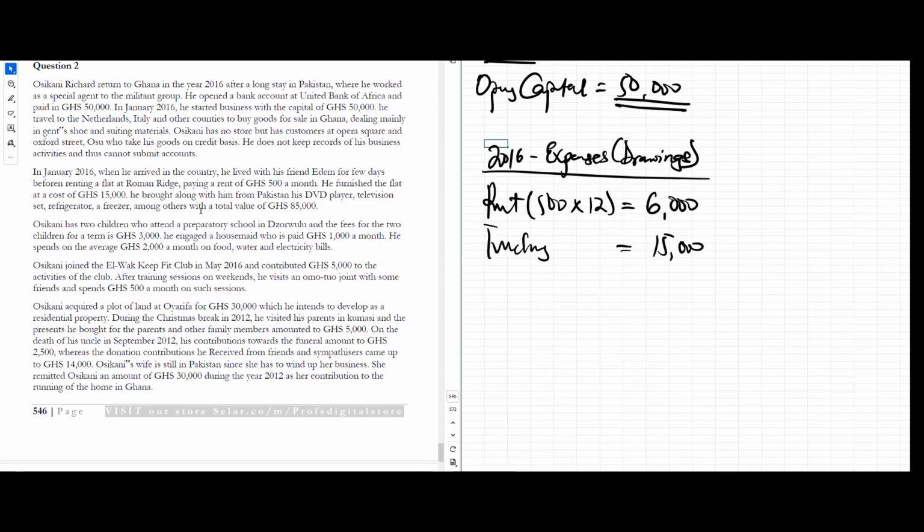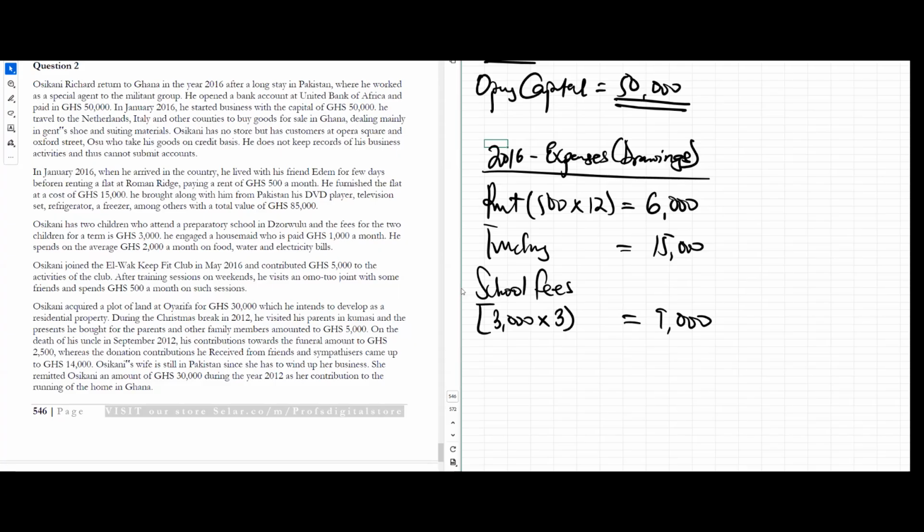Osikeni has two children who attend a preparatory school in Jaulu, and the fees for the children for the term is 3,000. So school fees, right? How many terms do we have? 3 terms. Okay, so 9,000.